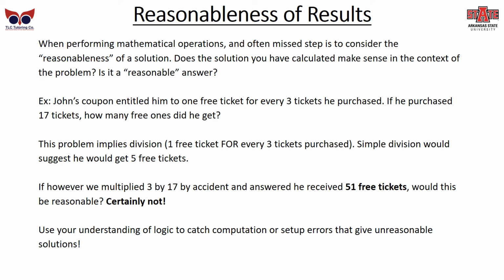So let's talk about John's coupon, which entitled him to 1 free ticket for every 3 tickets he purchased. If he purchased 17 tickets, how many free ones did he get? Now the problem implies division: 1 free ticket for every 3 tickets. So simple division would suggest you get 5 free tickets. However, if we misread this and multiplied 3 by 17, we would see, oh, he got 51 free tickets. Is that reasonable? No, that's way out, right?